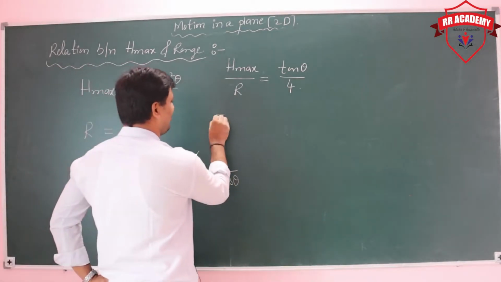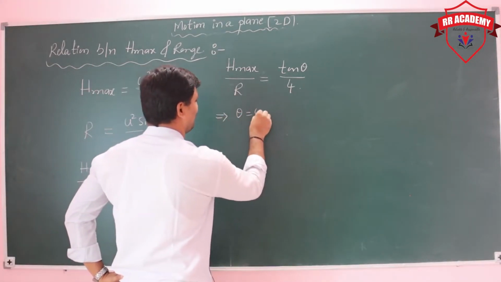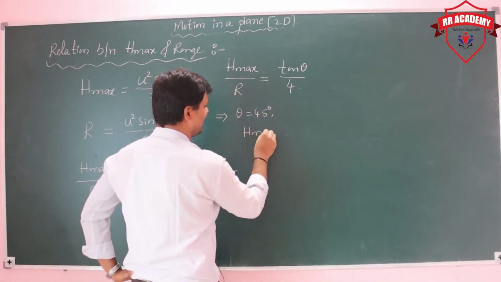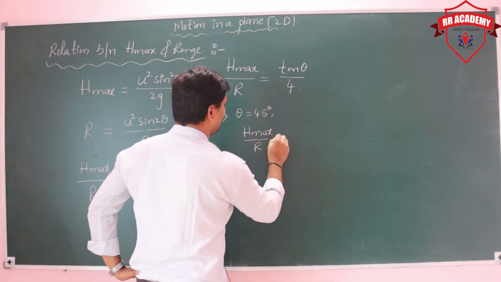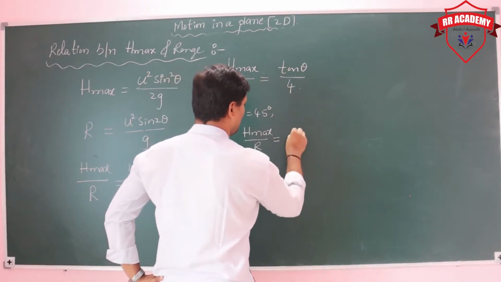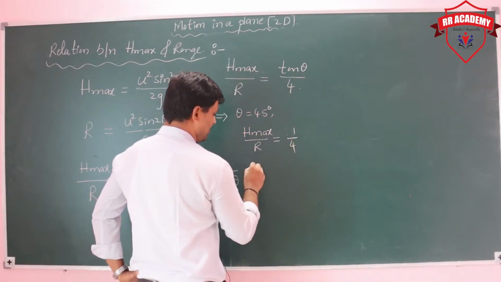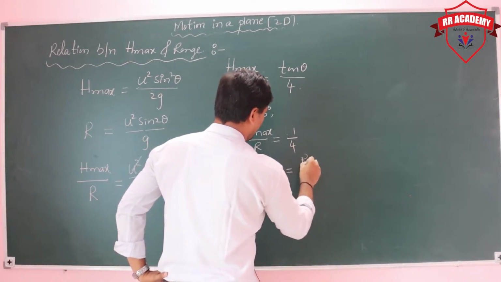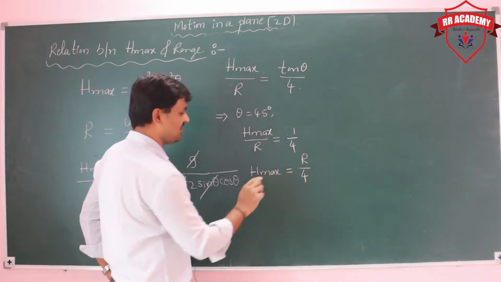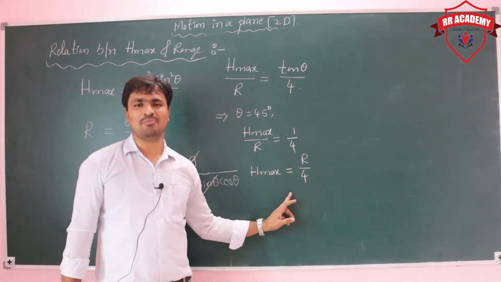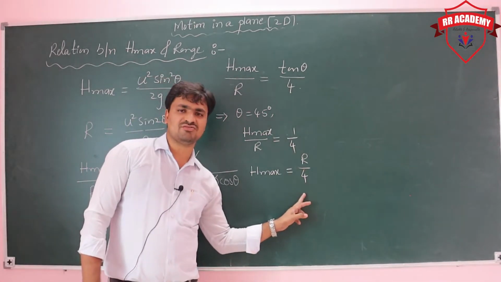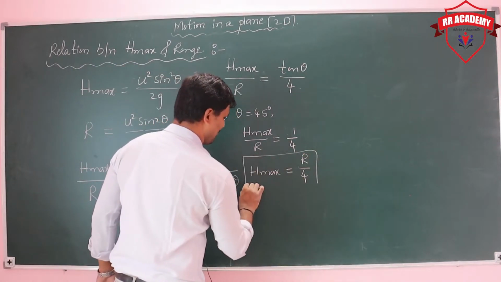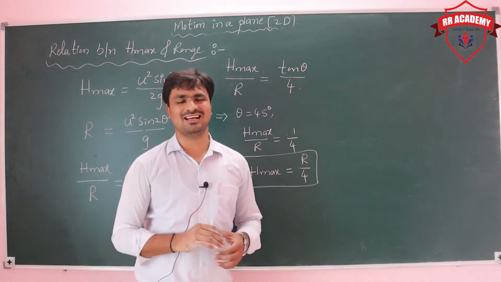The relation is H max by R is equal to tan theta by 4. For theta equal to 45, you get H max upon R is equal to 1 by 4. Then H max is equal to R by 4. So the maximum height is 1/4 of its range. There is a chance to ask a question here.